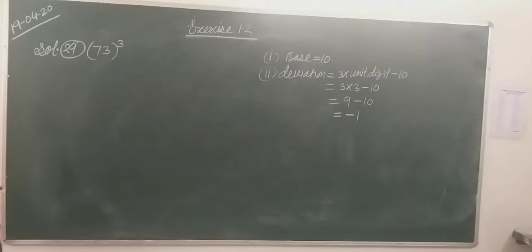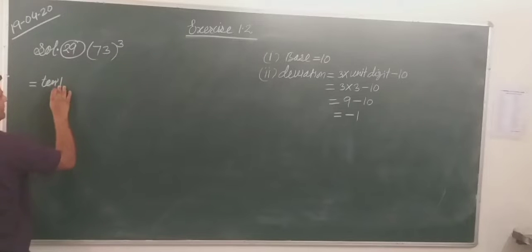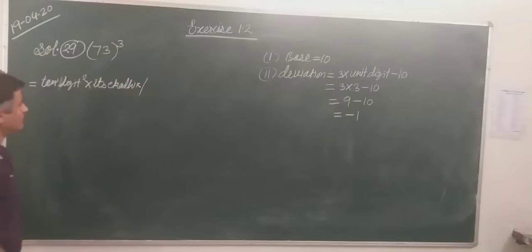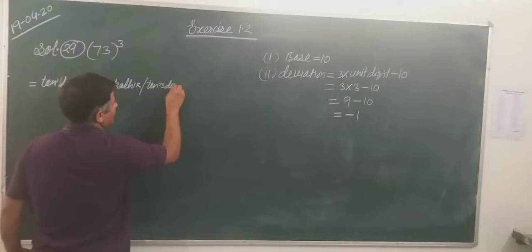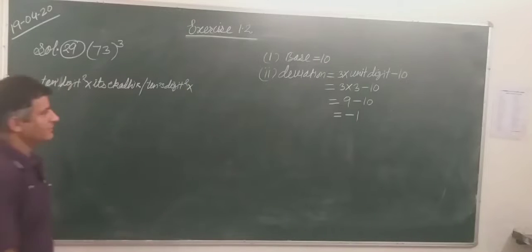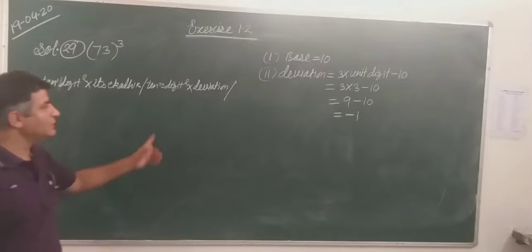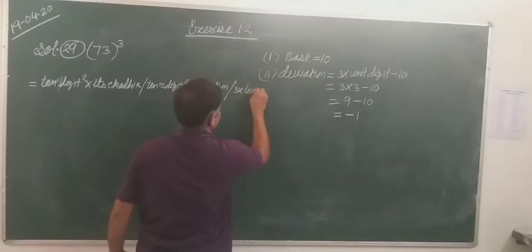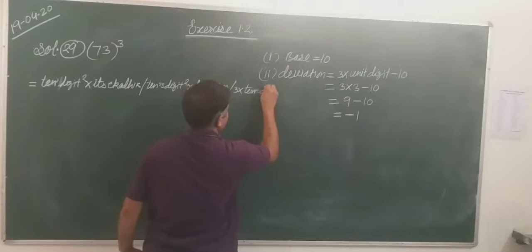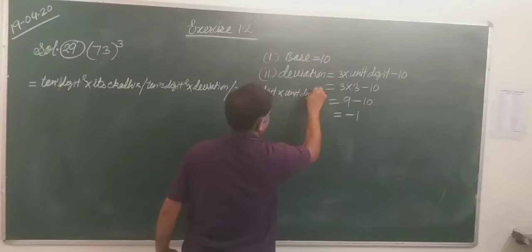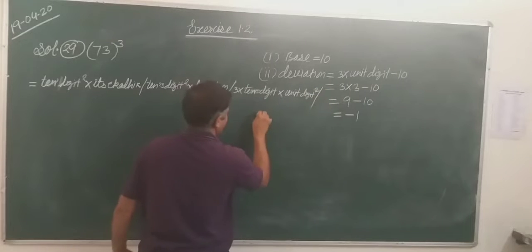Now we will apply the formula to find the cube. Tens digit square into its Ekadikeyan, oblique tens digit square into the division, oblique 3 into tens digit into unit digit square, and oblique unit digit cube.